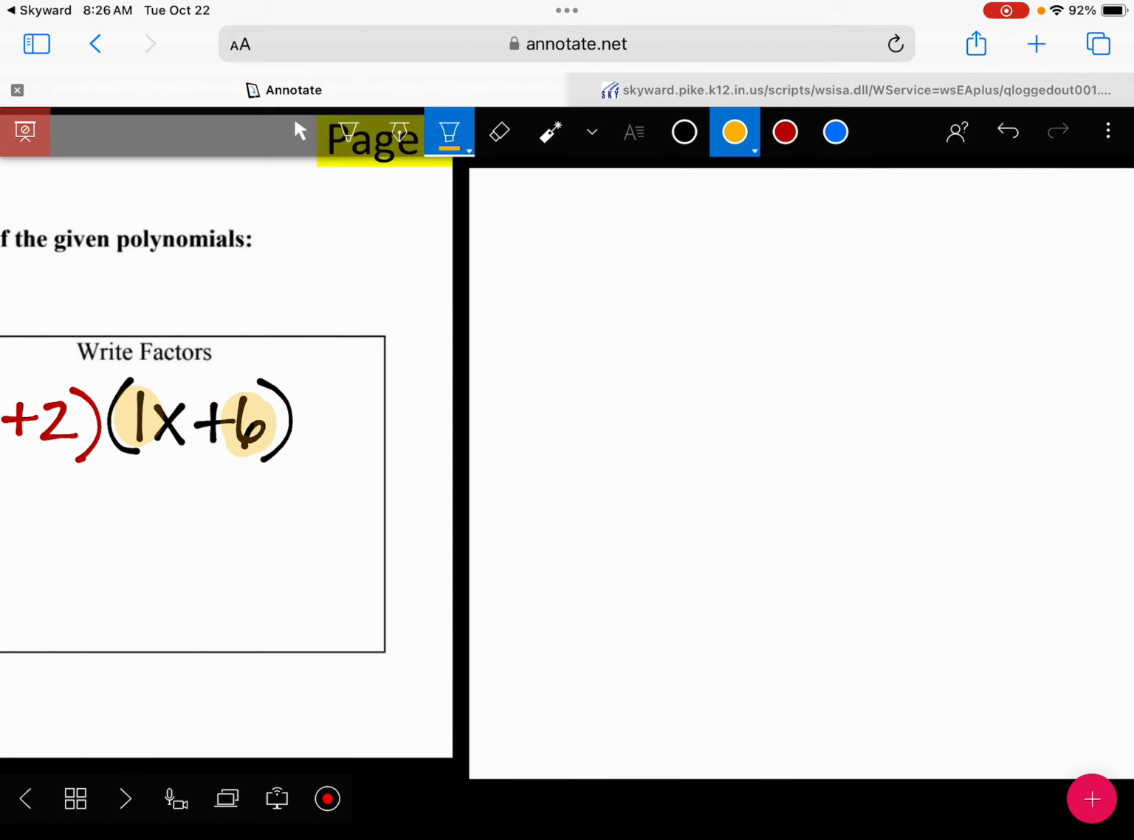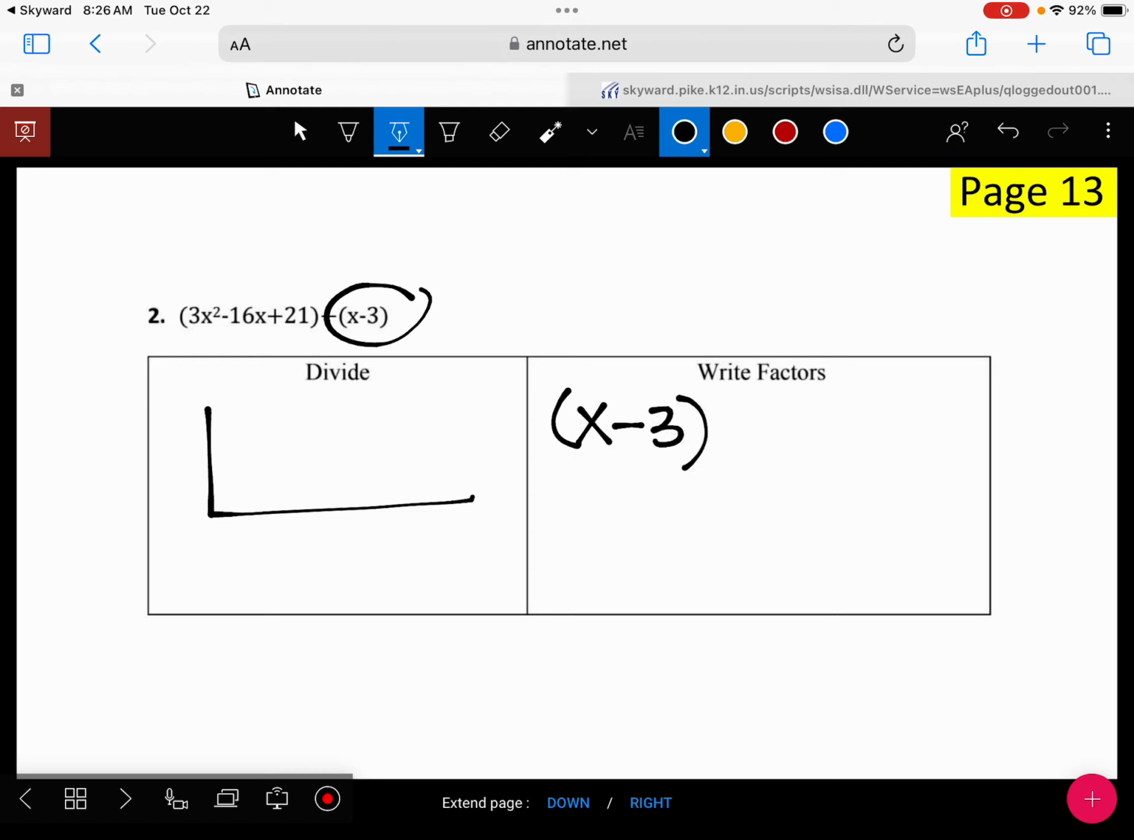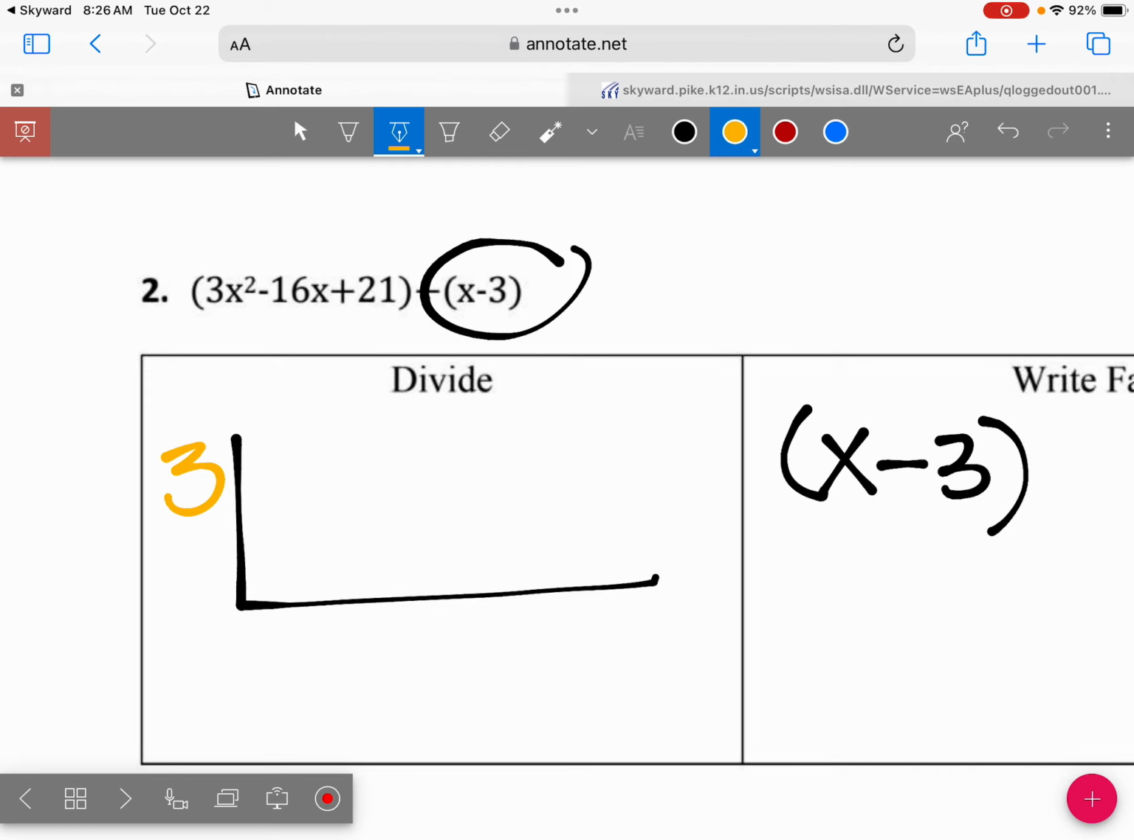Let's do another one. Set up your L. I always like to write this x minus 3, that's my first factor. I'm going to write that over here. Now we're going to set that factor equal to 0. If you take x minus 3 and set that equal to 0, you get a +3. And now we need to write our 3 numbers. So our 3 numbers would be 3, that's a -16, and a +21.